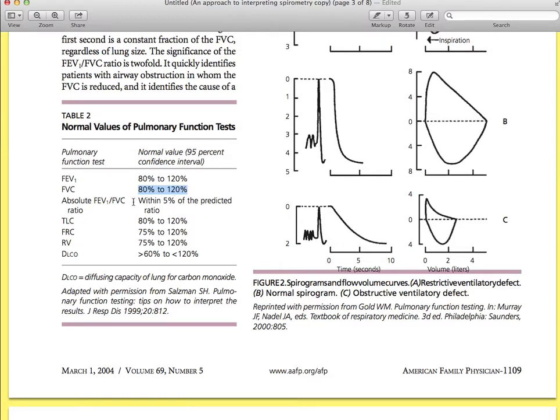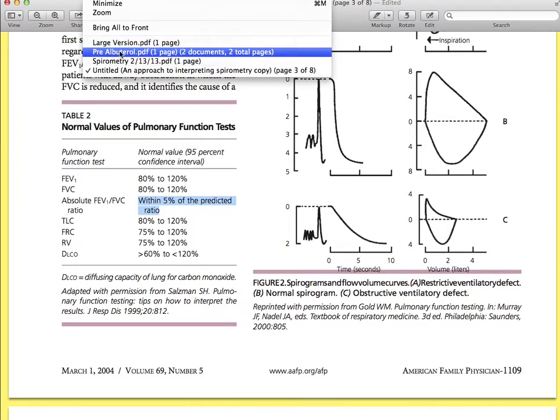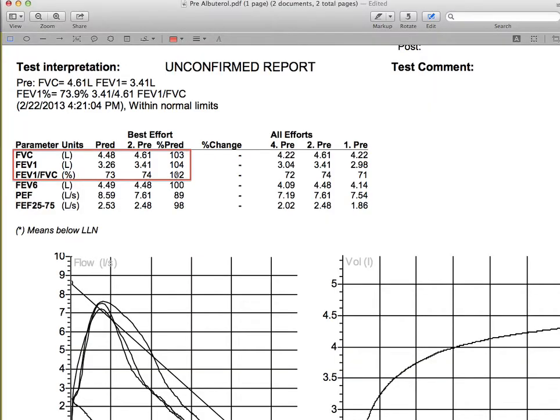And then this third parameter, the FEV1 divided by FVC, says within 5% of the predicted ratio. So if we go back, this is 102%, which is really 2%, which is within 5%. So 74 is within 5% of 73, if that makes sense to you. We're going to see a little bit later that there's actually a different way to use this particular parameter other than that within 5% guideline that I just showed you. Okay, so this is a normal report, normal spirometry.